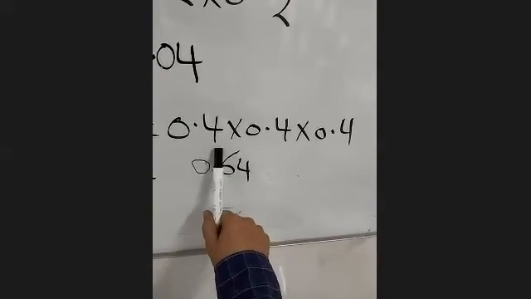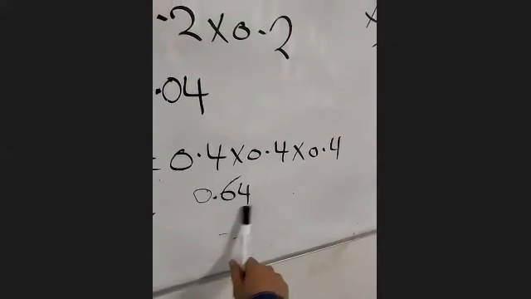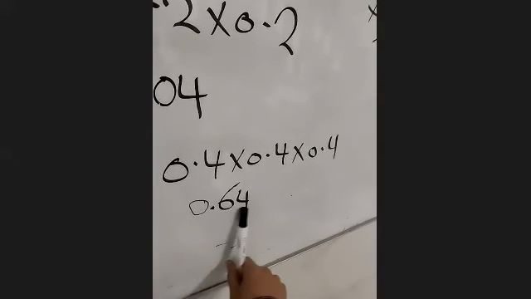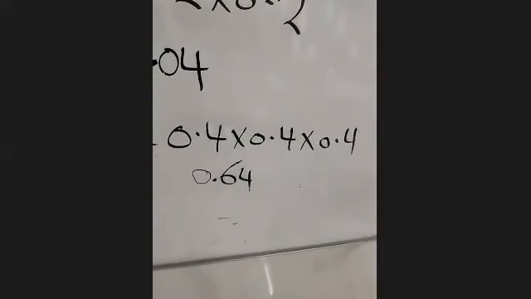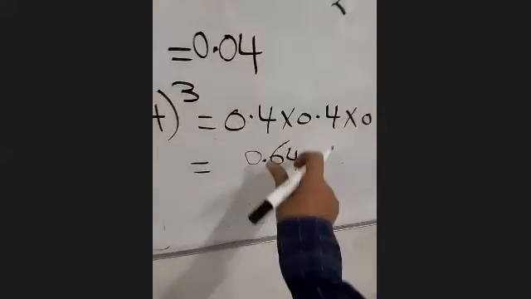1, 2, 3. And here, 3. Top. How many digits here? 2. There should be 3. Yeah, so we need to add 1 zero. Where?